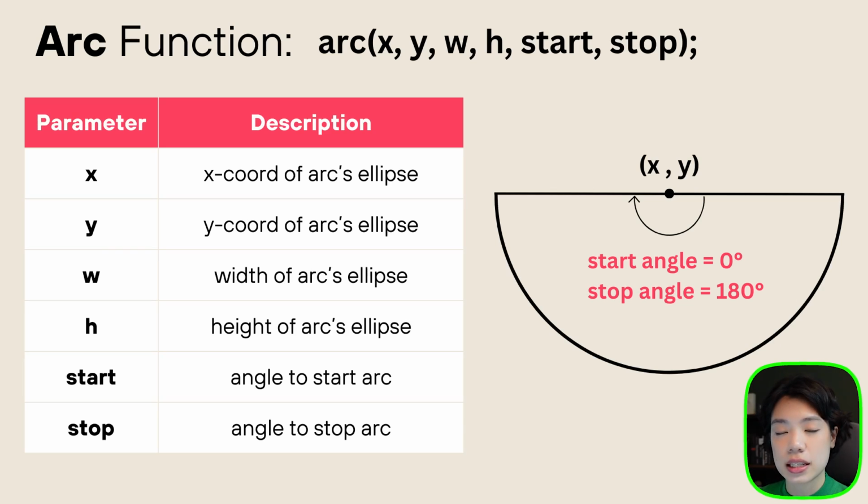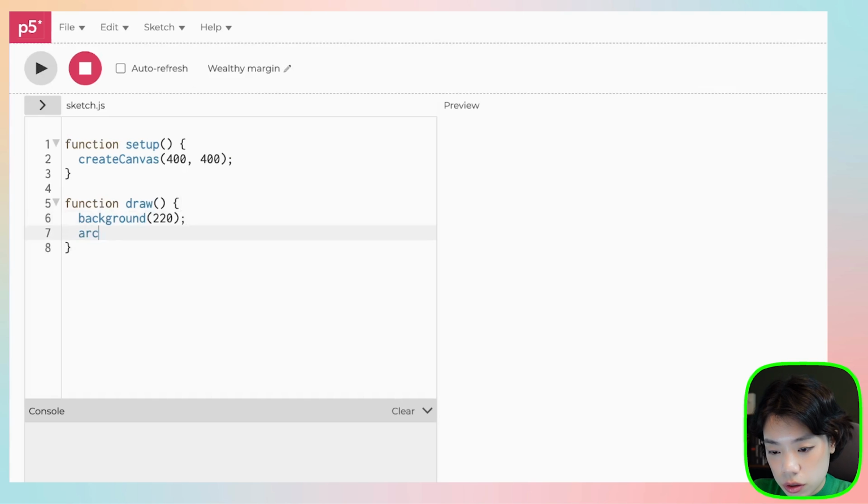The arc function takes in a total of 6 arguments. The first 2 are the x and y location of your arc's ellipse or your arc circle. Then the third and the fourth are going to be the width and the height. And then the fifth and the sixth are going to be the starting angle and then the ending angle of your arc. So arc, and then I'm going to draw my arc in the center of my canvas.